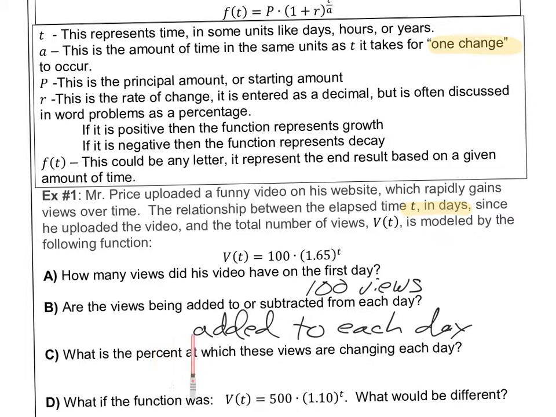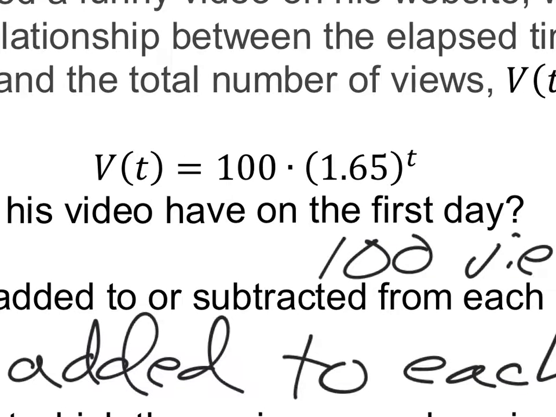Okay, what is the percent at which these views are changing each day? This goes into that one change thing. It looks like it's changing each day. That's why our t value is 1 here. Technically this equation could be written as t divided by 1 because it's gaining a percentage every 1 day. But you're going to see problems where it gains a percentage every 2.5 days or every 5 days or every 30 seconds or whatever, and then you're going to have to do t over that number. But this is just over 1 day.